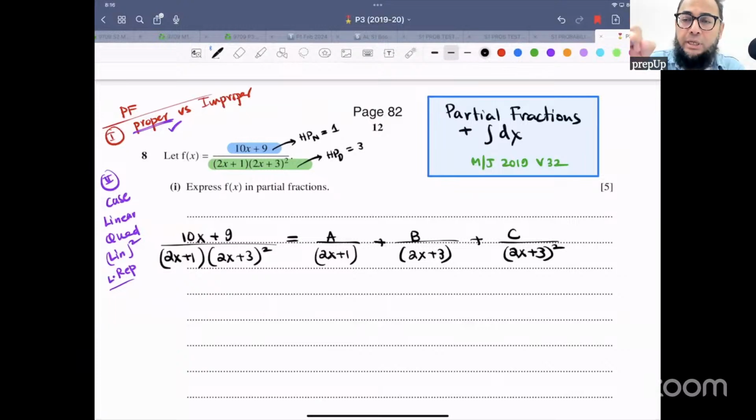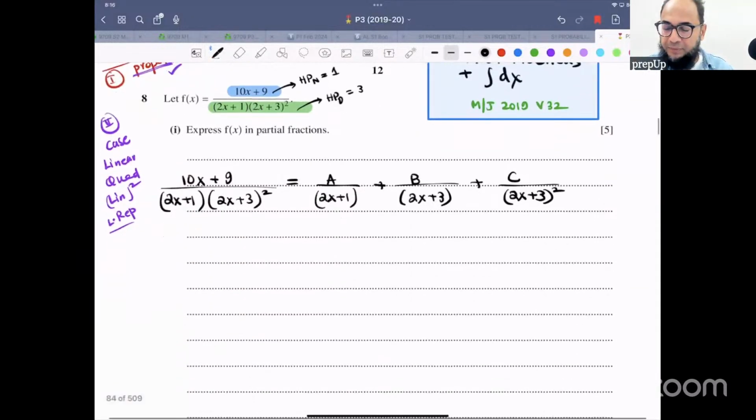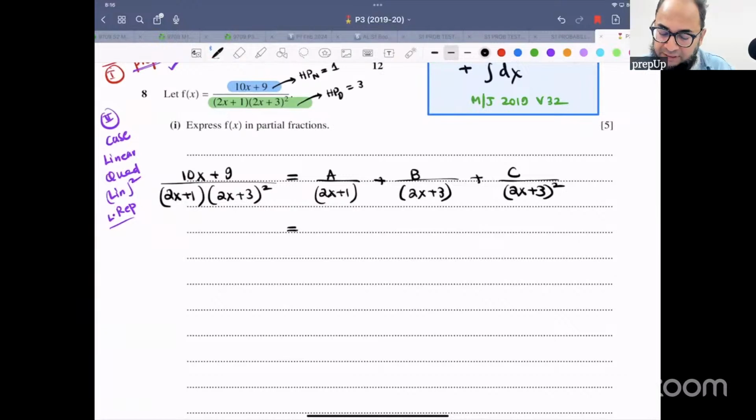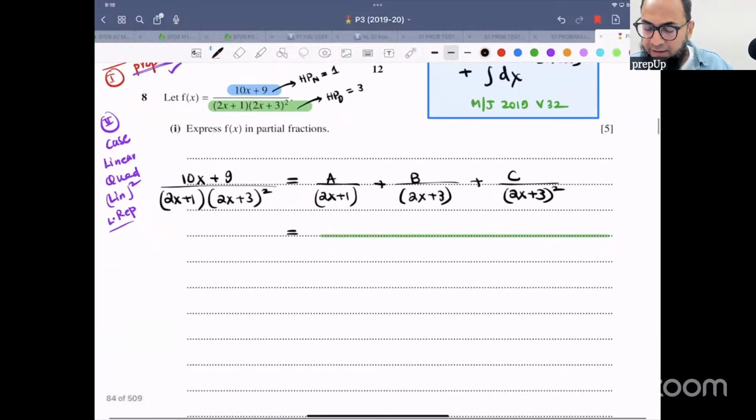The pointers, the sticky notes that I'm putting over there, what are the things that I'm focusing on? So when you go back, pause the video, take your time, jot it down, and then proceed. Over here, the first thing that needs to be done is that I need to take the LCM. The LCM should be the same.